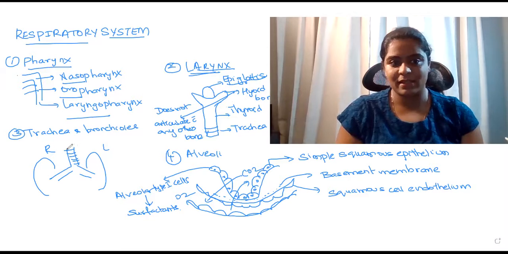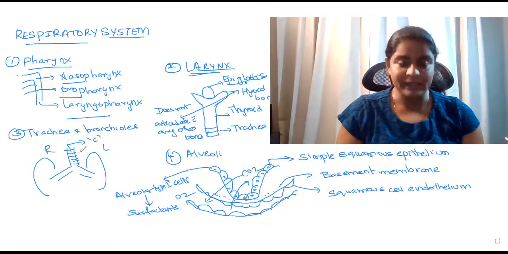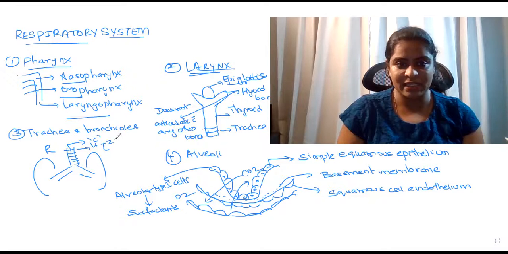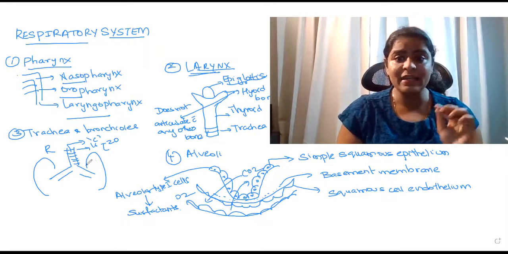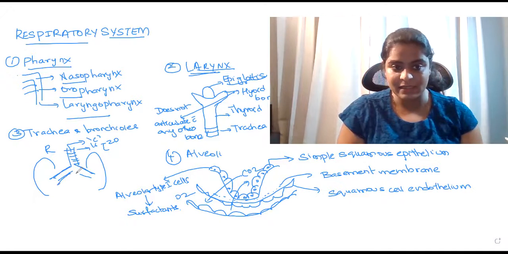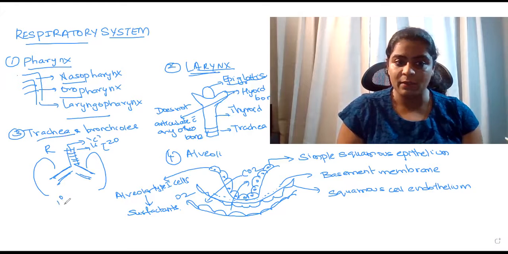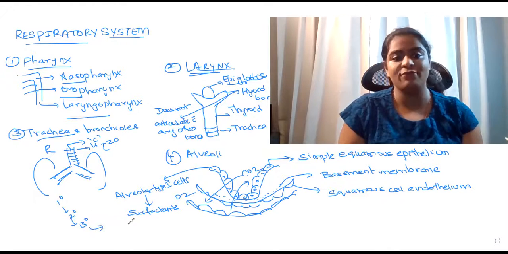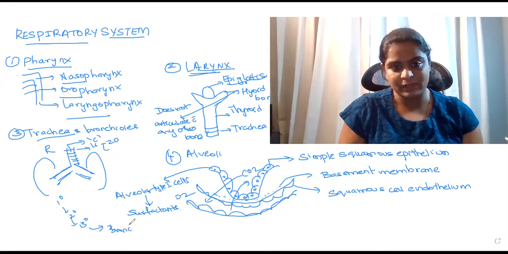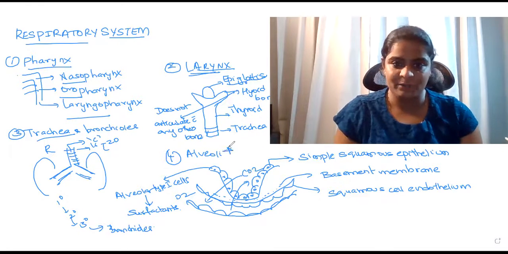The trachea, we have studied, is made of incomplete C-shaped rings. They are not complete, and they are 16 to 20 in number. At the fifth thoracic vertebra, it divides into two parts over here. You can see this, right, into the right lung and left lung. So the trachea divides into primary bronchi, then secondary bronchi, then tertiary bronchi, and finally bronchioles.